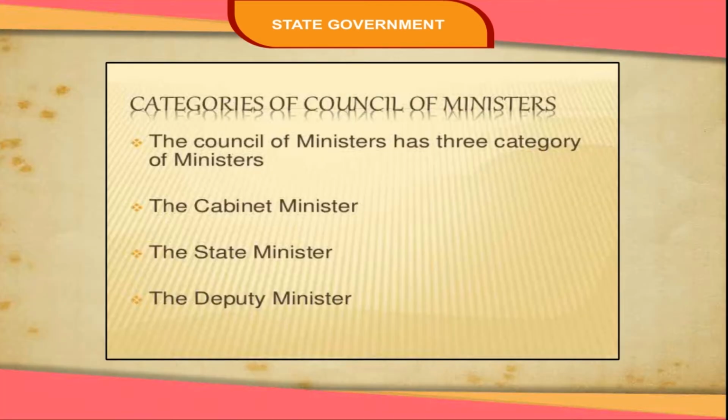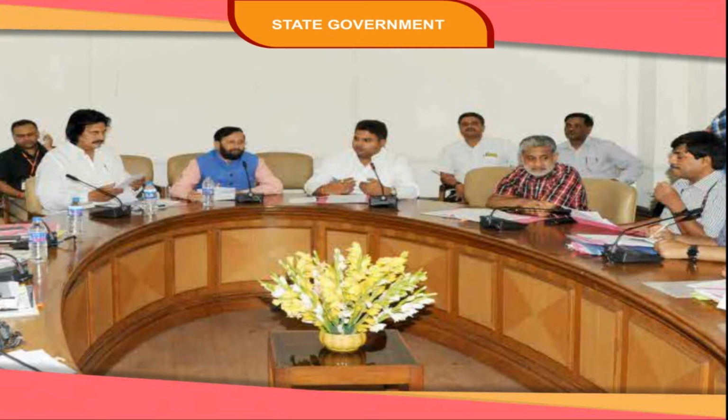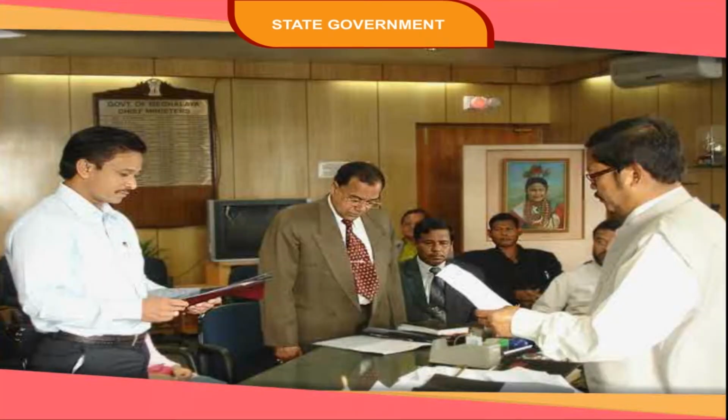The Council of Ministers comprises 3 categories of ministers: Cabinet Ministers, Ministers of State, and Deputy Ministers. The Cabinet Ministers hold independent charge of various departments. They are assisted by the Ministers of State and Deputy Ministers. Ministers of State can hold independent charge, or they assist Cabinet Ministers. Deputy Ministers are lowest in rank. They help the Cabinet Ministers or Ministers of State in their work.